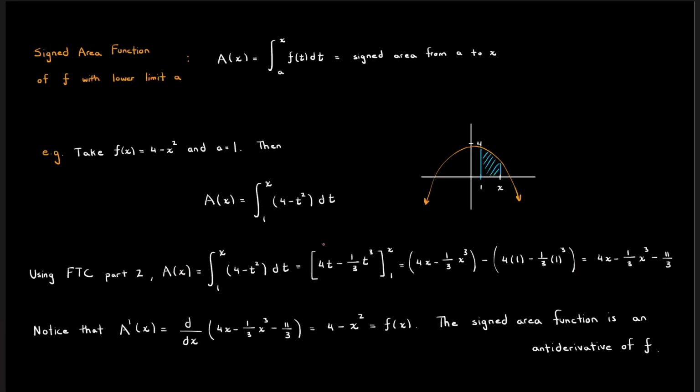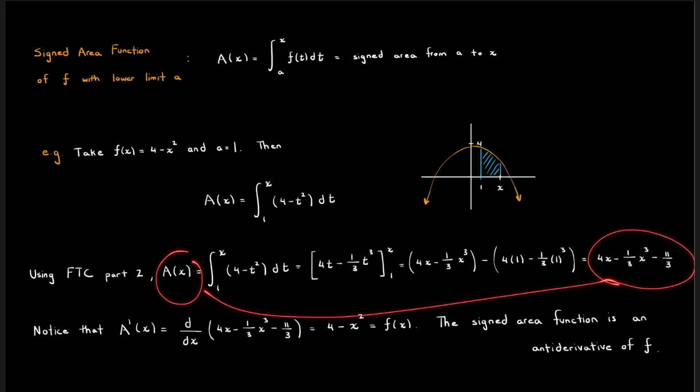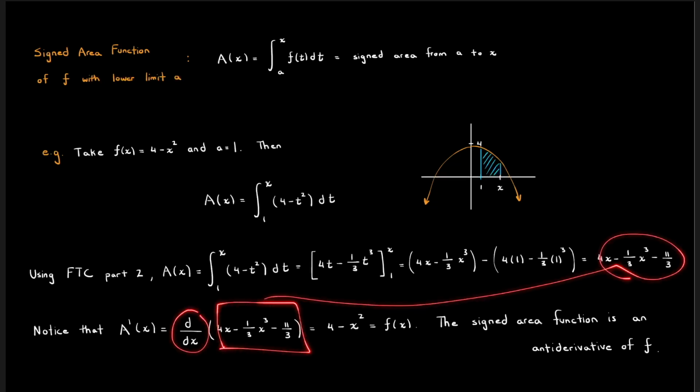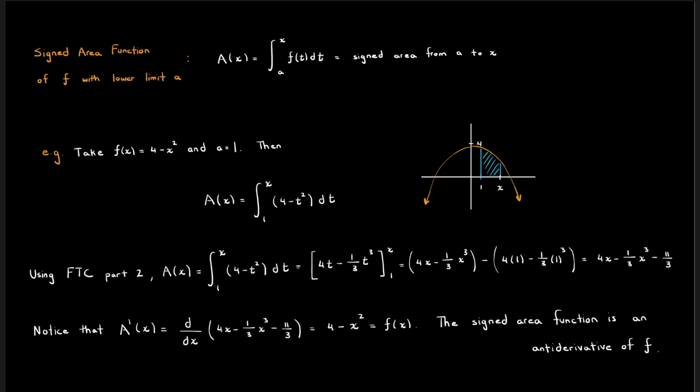Now, what I want to bring to your attention here is the derivative of this signed area function, right? So we computed the signed area function, the closed form solution of it. Now let's try to differentiate this one. So A prime of x is just going to be the derivative of the result that we got over here. Now the derivative of 4x is just 4. And then the derivative of this one, you bring the 3 down, it cancels with this, and it becomes just an x squared. And then the derivative of a constant is just 0.